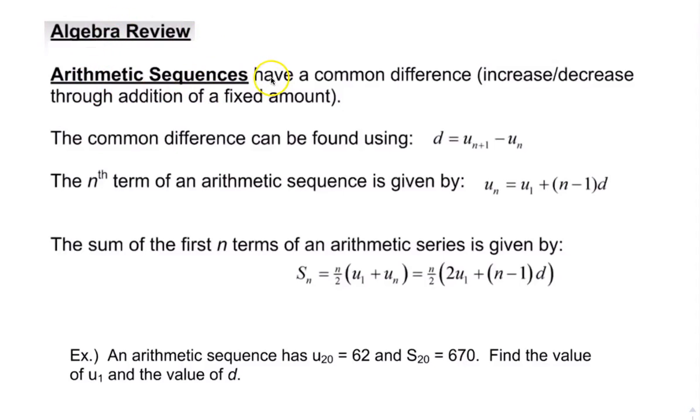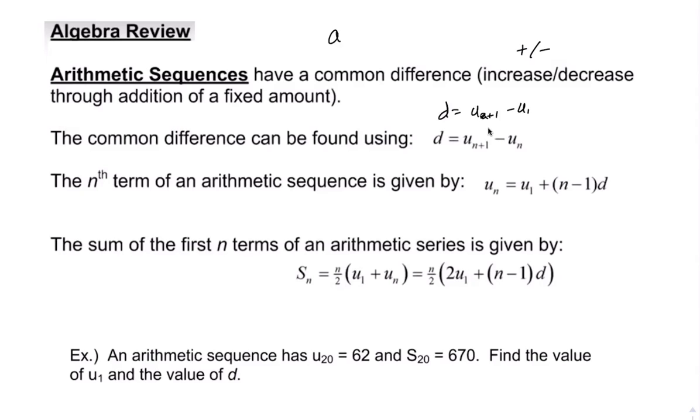Arithmetic sequences. Arithmetic sequences have a common difference, so they either add or subtract the same amount to each term to get the next term. The common difference can be found by doing the second term minus the first one. That's all this means. All this means is second term minus first term. So when you see something like that, that's all that means.